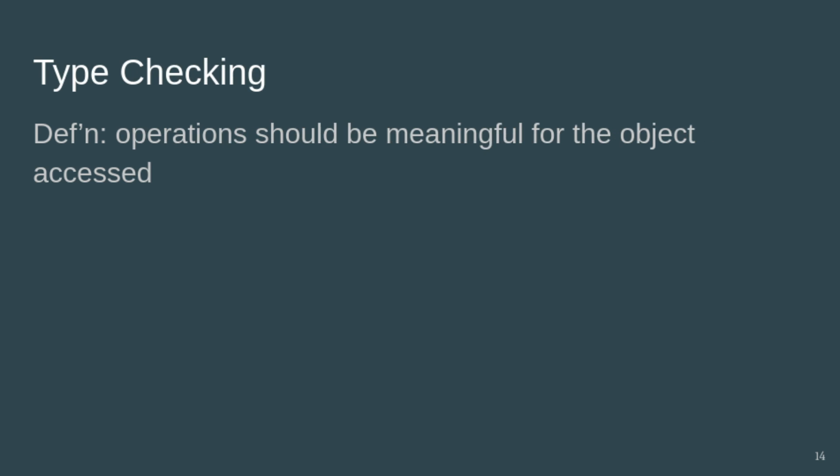And then finally, type checking. Type checking says that operations should be meaningful for the object accessed. A type system, broadly speaking, defines the kinds of objects that will exist and the legal operations on those objects. We talk about type systems in programming languages most often. For example, in a strictly typed language, there might be integers and booleans, and addition is defined for the integers, while logical and logical not are defined for the booleans. ANDing two integers together is not defined and would not be allowed.